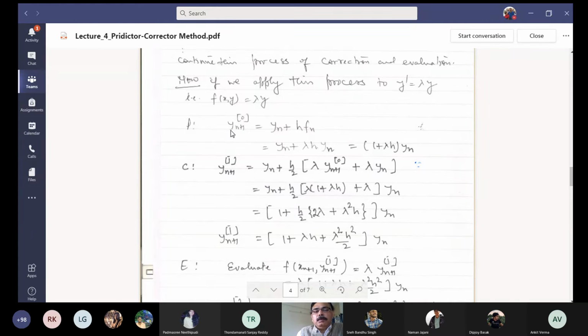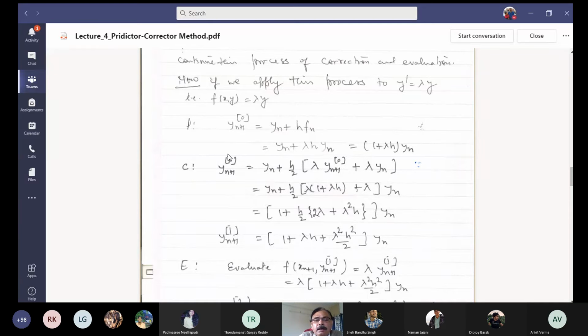So now we'll first put y n plus 1. This is what we do. We first predict. Now I'm calculating the general value and trying to see whether it is going to converge or not. So y n plus 1 superscript 0 equals y n plus h, but f is lambda y, so it will be lambda into y n, or we may write this as 1 plus lambda h times y n. Is that clear? The predictor method? Yes, sir. Okay. Next, we'll correct it. Means y n plus 1 superscript 1, the evaluation I will do next.